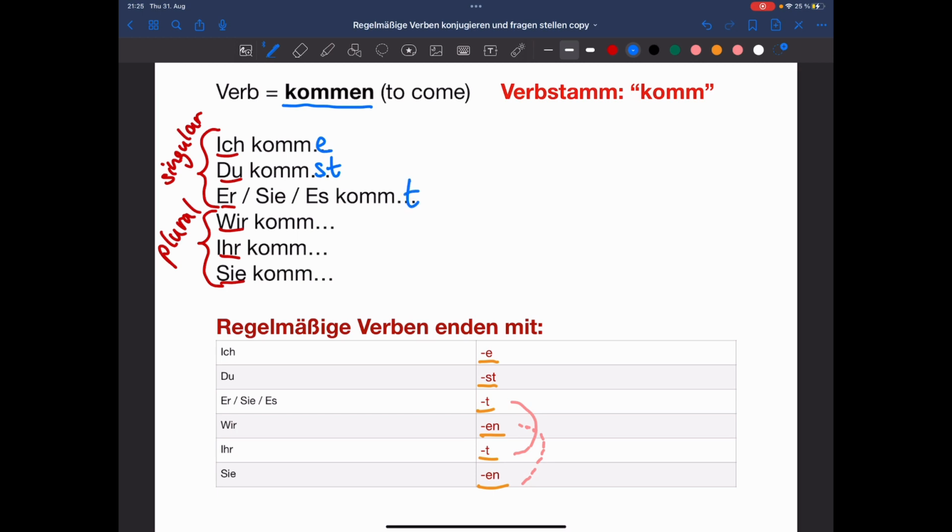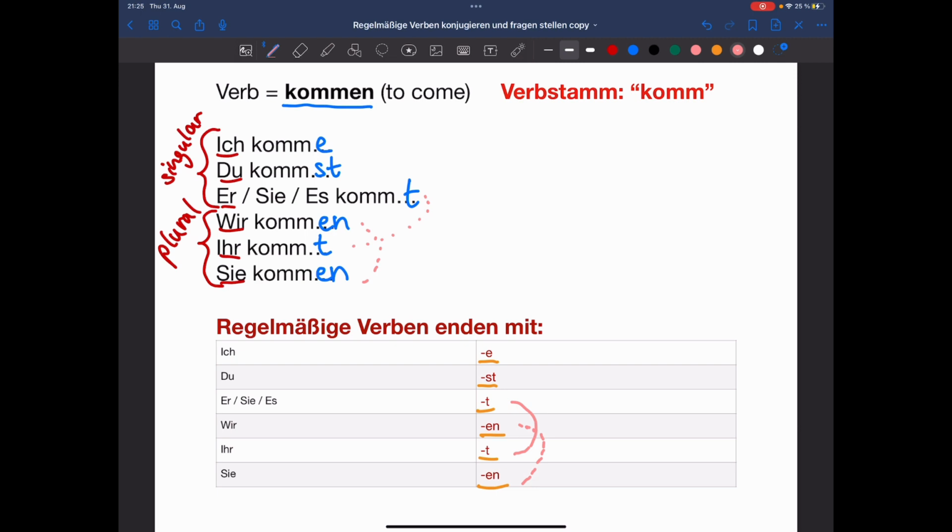Correct. Wir kommen. That's correct. And ihr kommt. And sie kommen. Perfect. So once again, you can see these ones are the same and these ones are the same. You can remember that if you want, just to have a picture of it, if you are a visual learner and it helps you remember the endings. Or you don't have to, you can just remember it for the single personal pronouns.